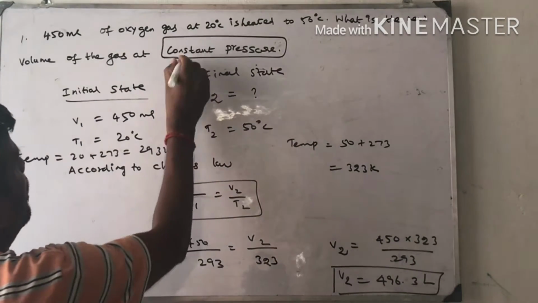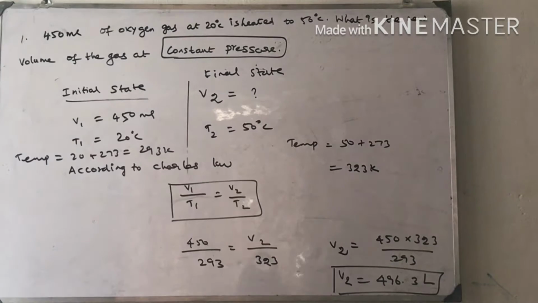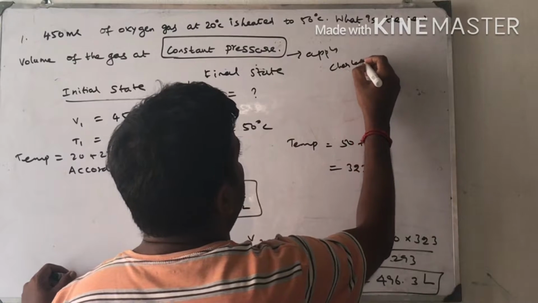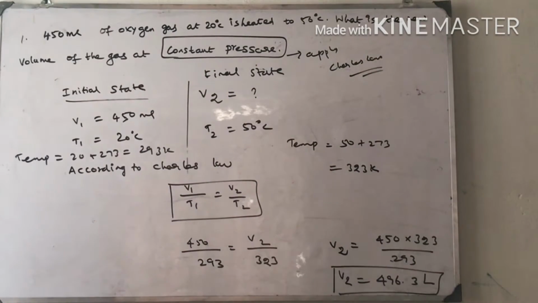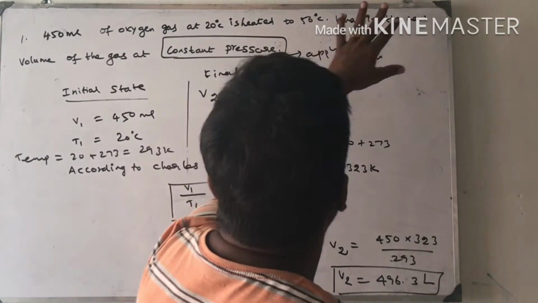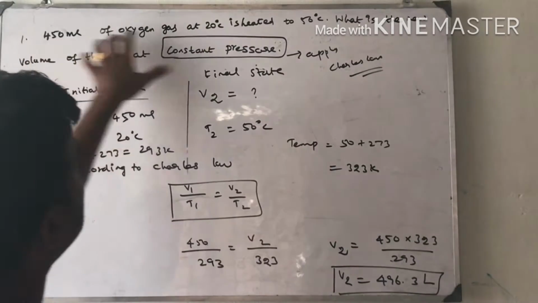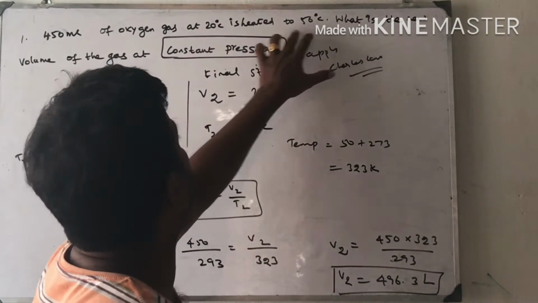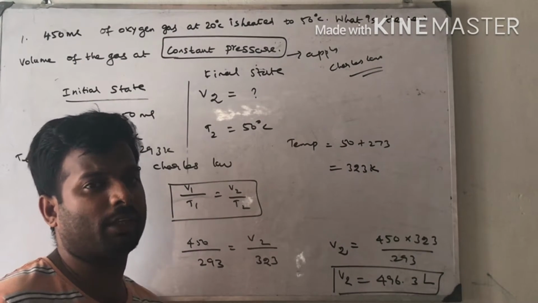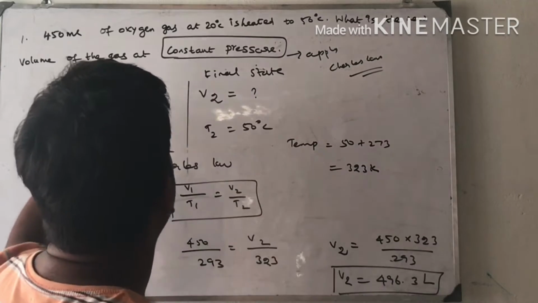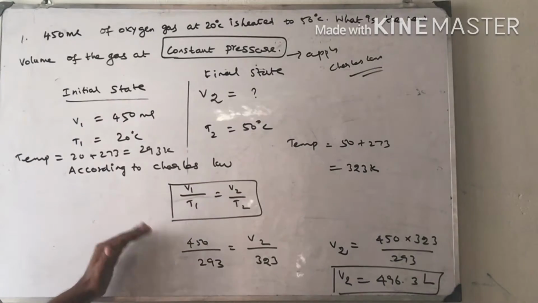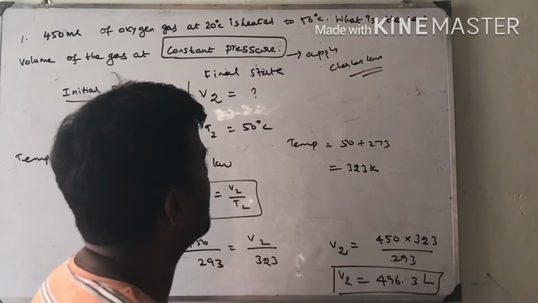When the question says constant pressure, we can apply Charles law. This is the clue. So 450 ml of oxygen gas at 20 degrees is heated to 50 degrees Celsius. Initially this much volume, this much temperature, and again we heat it. The question is how much the volume increases. Initial state written, final state written, formula written, substituting the values, simplifying, we get the answer.